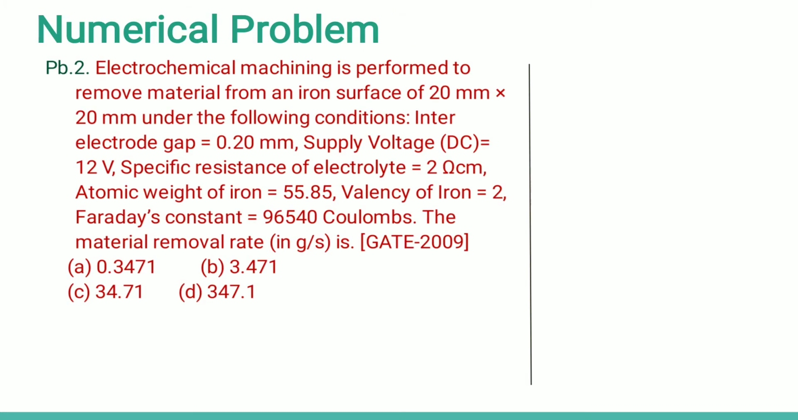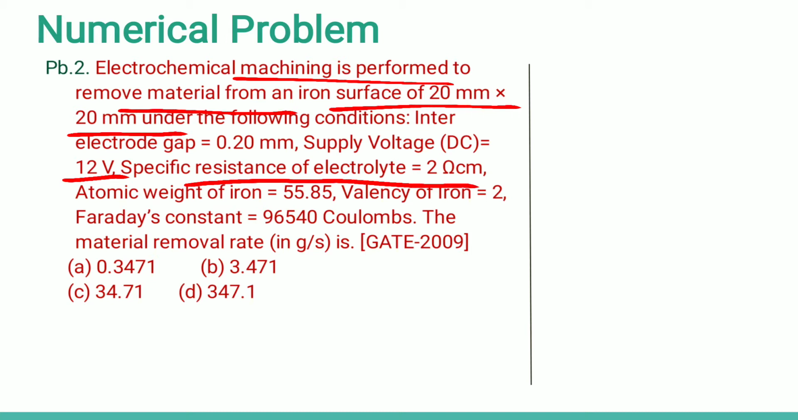Okay, so this is the problem that was asked previously in the GATE examination 2009. The electrochemical machining process is performed to remove material from an iron surface. The surface area is given, that is 20 by 20 mm square. The inter-electrode gap, that is small h, is given to you. The supply voltage is given, that is 12 volt. The specific resistance of the electrolyte, that is small r, is 2 ohm centimeter.